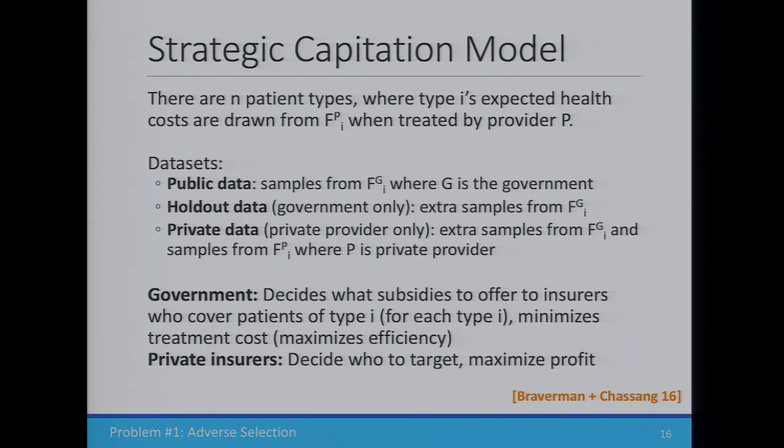The private insurers, on the other hand, are going to decide who to target. So again, because of their ability to advertise, they essentially have the ability to pick the patients they want to cover. And their goal is to maximize their profit.